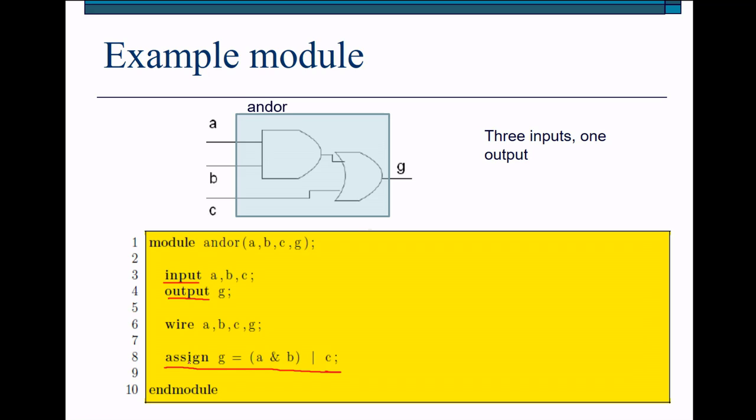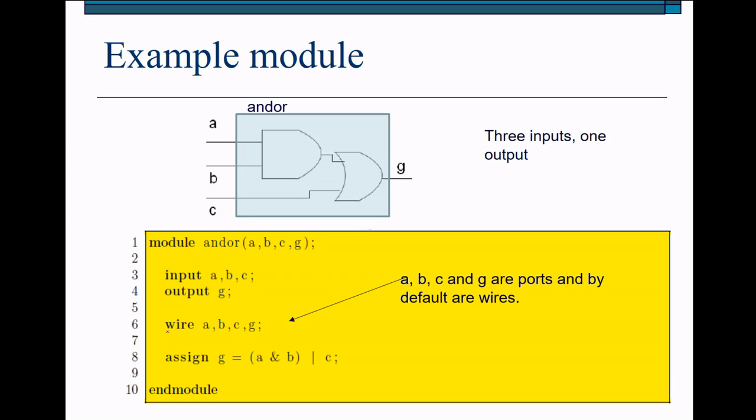It's an assign statement, and it involves an expression which, when evaluated, assigns a value to G, which is our output. Verilog is free format. This means we can use spaces and new lines to neatly format our code, making it readable.